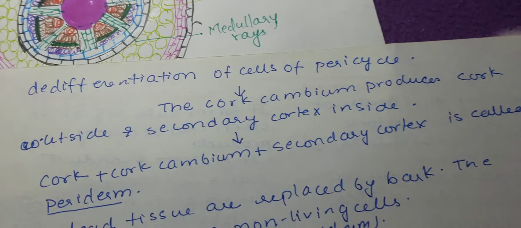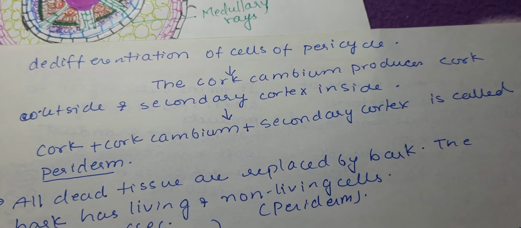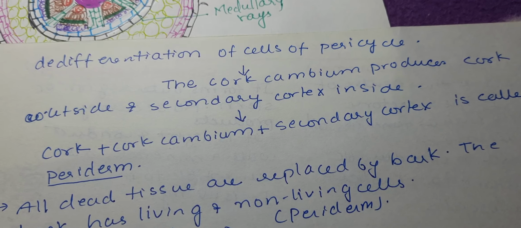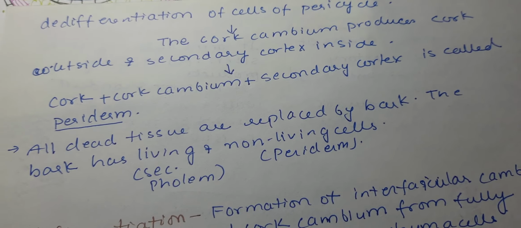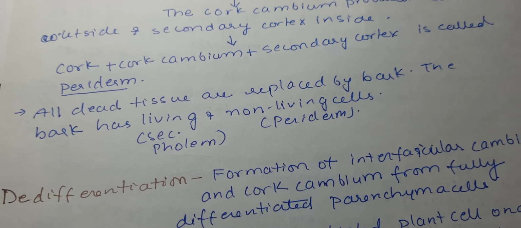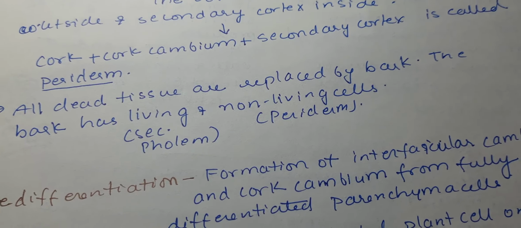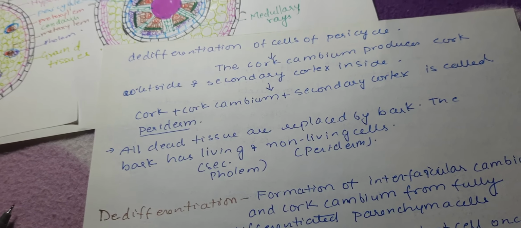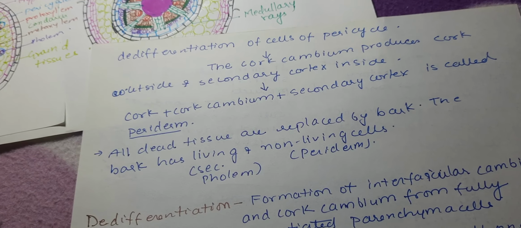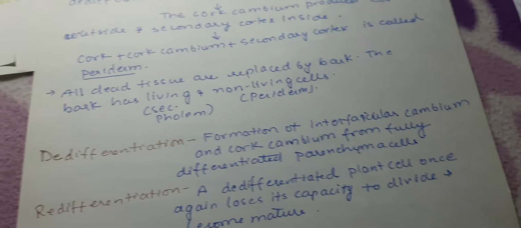Dedifferentiation of cells in the pericycle produces cork cambium, and this cork cambium produces cork outside and secondary cortex inside. Cork plus cork cambium plus secondary cortex is called periderm, and all the dead tissues are replaced by bark, and the bark has living and non-living tissues. This is how the secondary thickening in the root occurs. The basic difference is that here the pericycle cells are involved, whereas in the stem the cortex cells are involved to form the periderm.